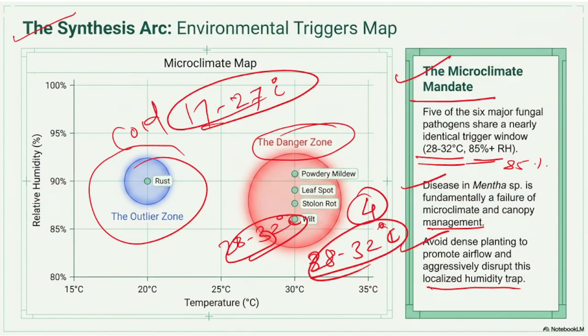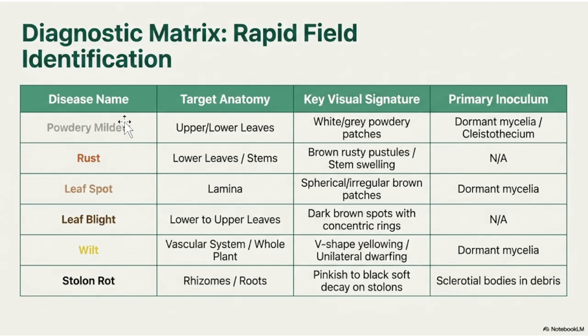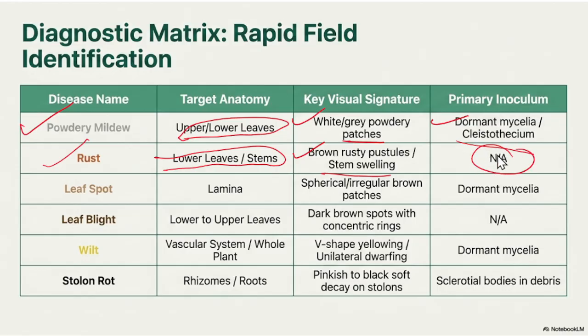Then we study here the comparative study between all these diseases. The powdery mildew attacks both the upper and lower leaves. White gray powdery patches were seen on the leaves. Then dormant mycelium, that is cleistothecia, is the primary inoculum for the disease development. Then the rust, that is on the lower leaves. Basically, rust is caused only on the lower leaves, or maybe also on the stem. Brown rusty pustules or stem swelling are the characteristic visual symptoms of the disease.